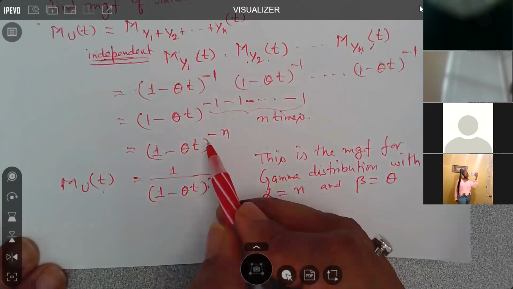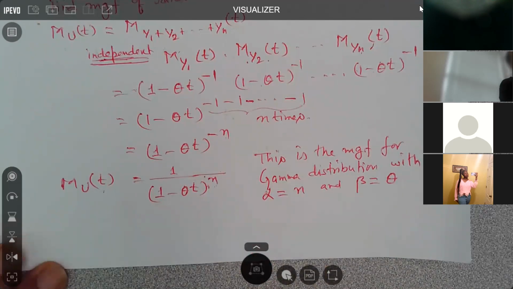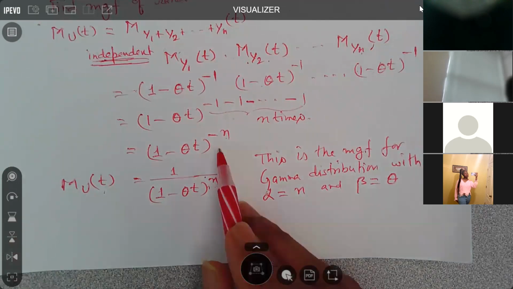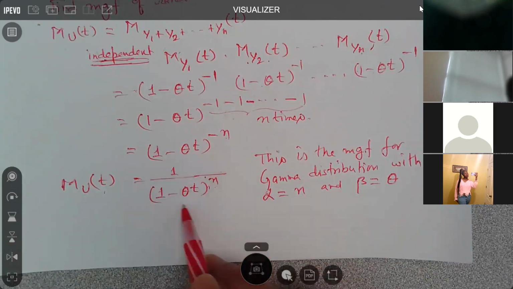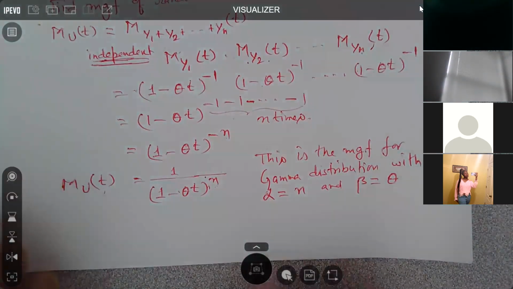You mean this one and this one? Yeah, they are the same. That whole thing would be equivalent to 1 minus theta t to the power of negative n, right? Yes. I just wrote it because we wrote it in this form at the very start. They are the same thing, right? Yeah, that's where I got confused.